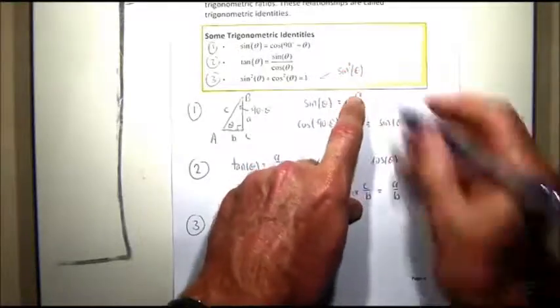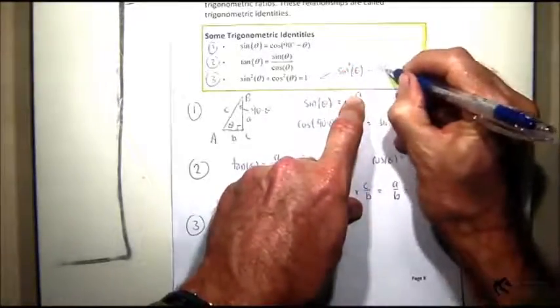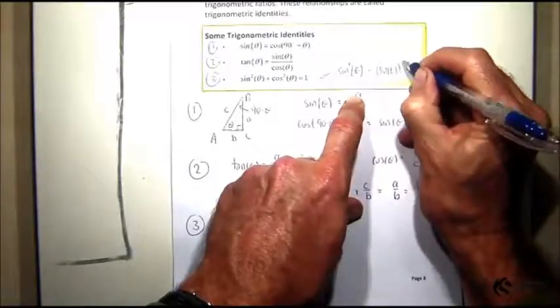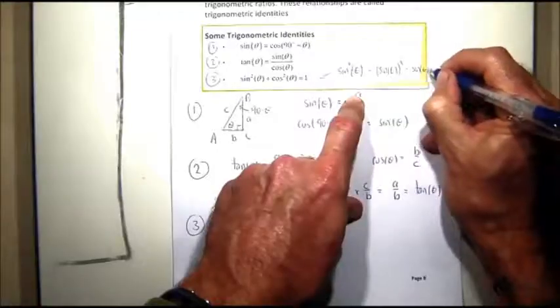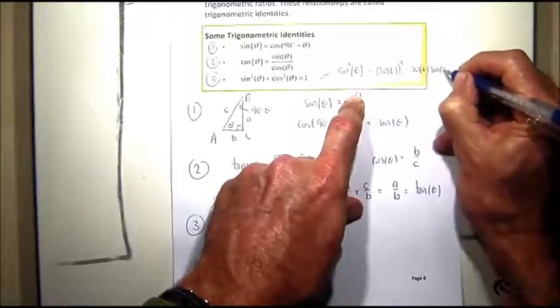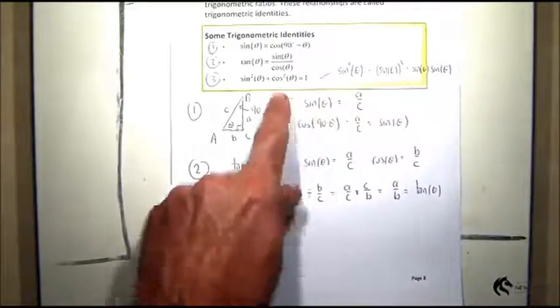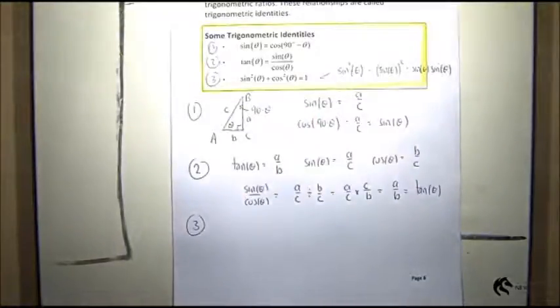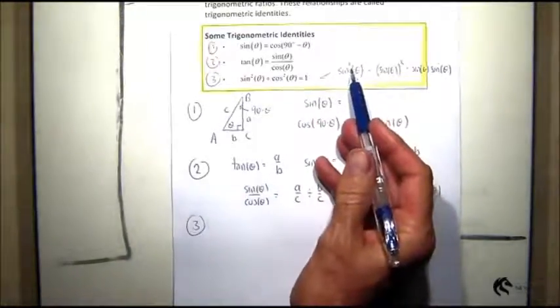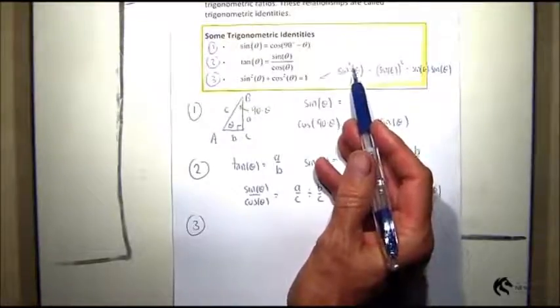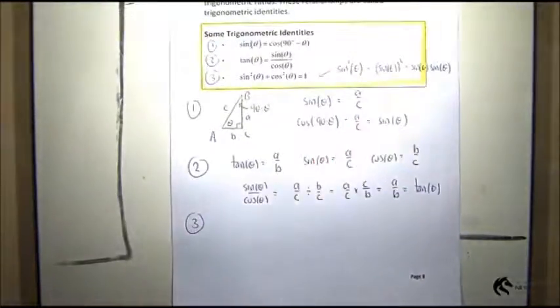So sine squared theta is actually the same as sine theta, all squared, which is of course just sine theta times sine theta. And likewise with cos squared. So this notation works for everything except -1. Okay. Yeah, I know. I would change it if the world would let me, but it won't.